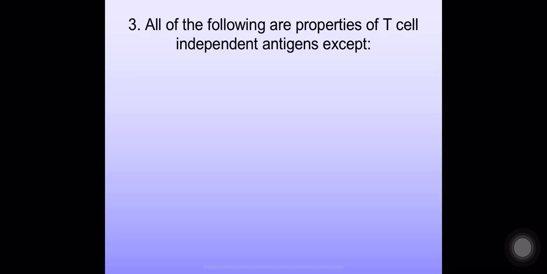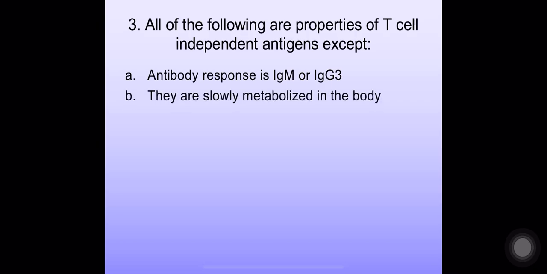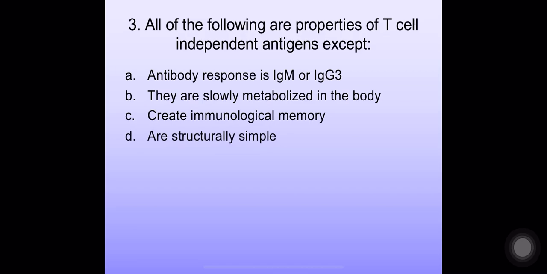All of the following are properties of T cell independent antigens except: antibody response is IgM or IgG3, they are slowly metabolized in the body, they create immunological memory, or they are structurally simple. T cell independent antigens fail to produce immunological memory. So the correct option here is option C, create immunological memory.